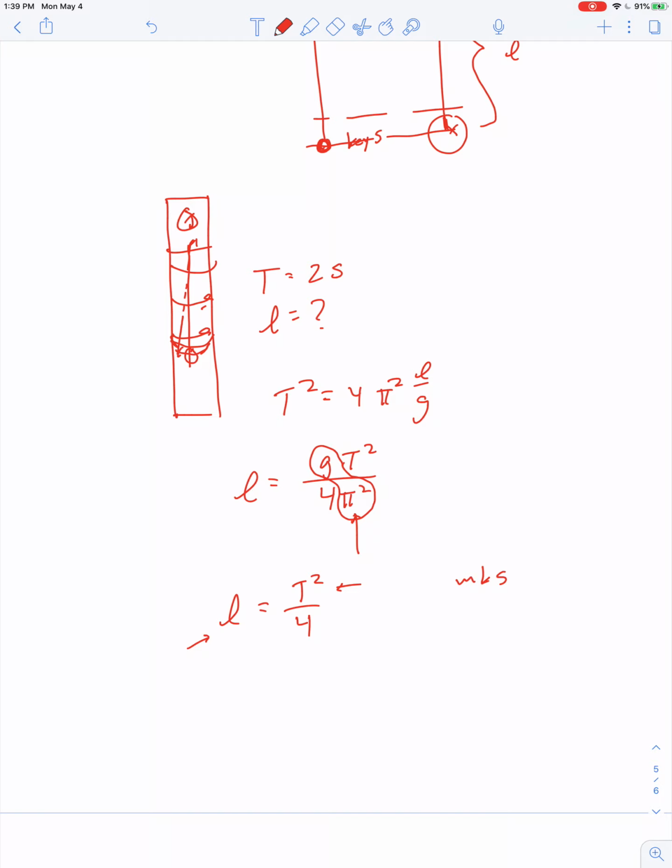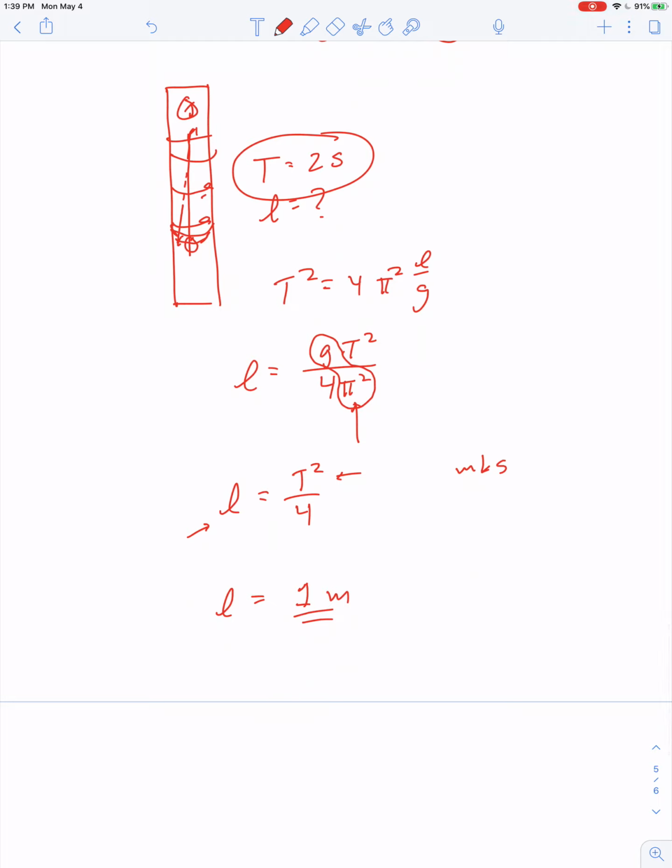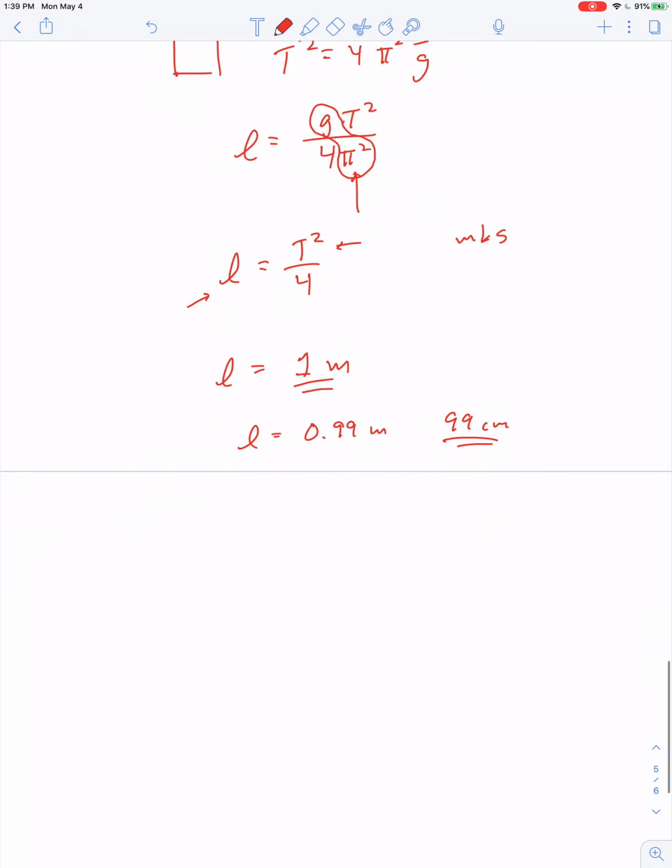Oh my goodness. And if the period of a grandfather clock is 2 seconds, lo and behold, the length of a grandfather clock is darn near 1 meter. Now, if we actually plug it in and keep more sig figs, I think the length of the pendulum in a grandfather clock is like 0.99 meters or 99 centimeters. So that's interesting.